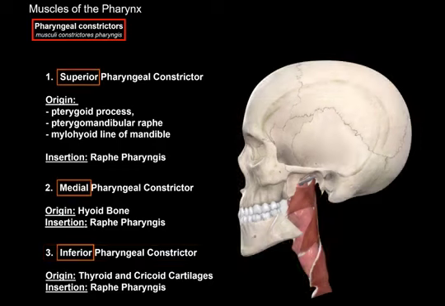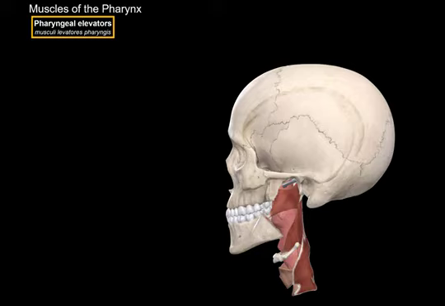So the constrictor muscles of the pharynx are very easy to remember because they all have the same name. There are the superior, medial, and inferior pharyngeal constrictors. They all have the same insertion point, which is the pharyngeal raphe, and they all have the same function, which is constricting the pharynx as you swallow to aid the peristalsis, which is the movement of the pharyngeal wall to move the content down. Alright, so now the next group of muscles is the pharyngeal elevators.